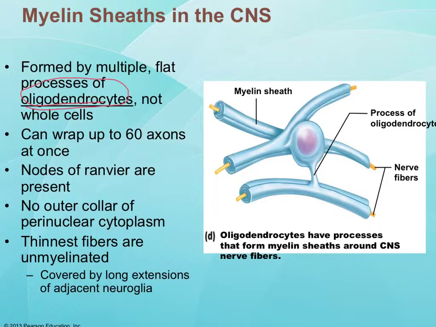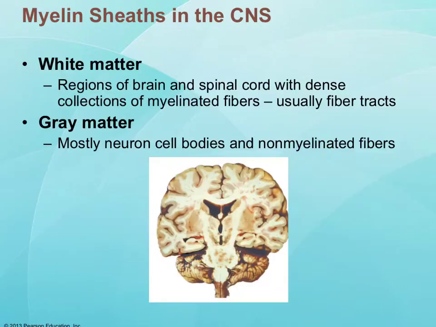For the CNS, the nodes of Ranvier are present as well. There's no outer collar because the cell nucleus has its own cell body outside. The thinnest fibers are not myelinated either in the CNS. Those can be covered by nearby neuroglia, and normally the signal cannot transmit too fast either.